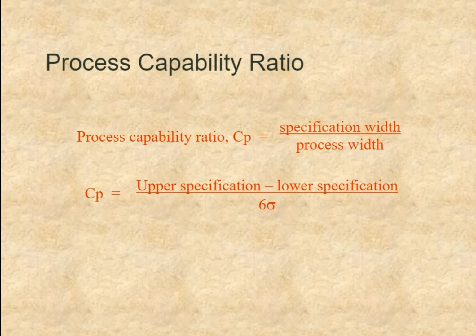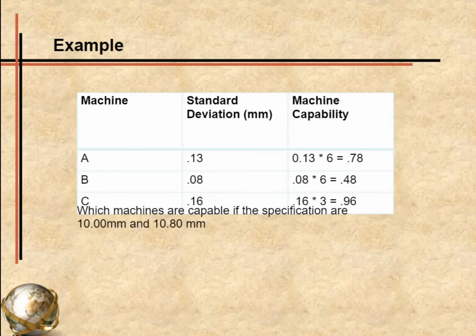We introduce a process capability ratio. The calculation is very simple. It is the specification width divided by the process width. So specification width is the upper specification minus lower specification, and process width is 6 sigma. Let's use an example to understand it.